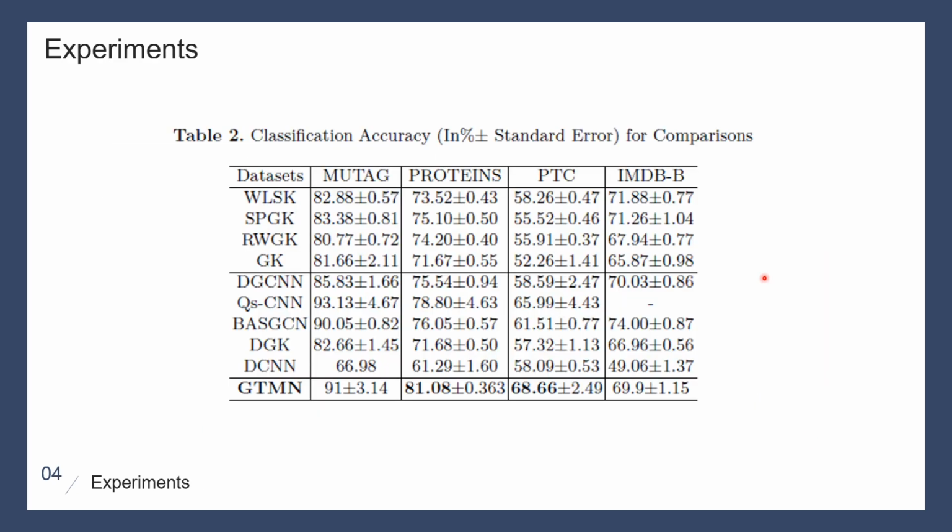We evaluate the performance of the proposed GTMN model and compare it with the state-of-the-art methods, including traditional and deep learning approaches. The benchmarks are abstracted from bioinformatics and social networks. Our model outperforms most of the approaches and demonstrates its effectiveness.